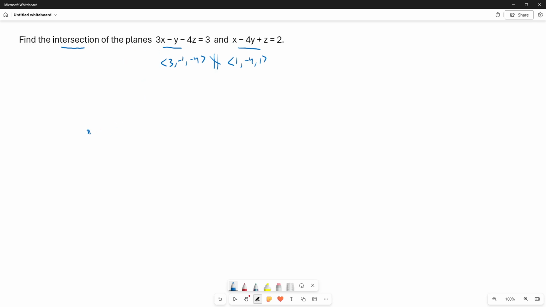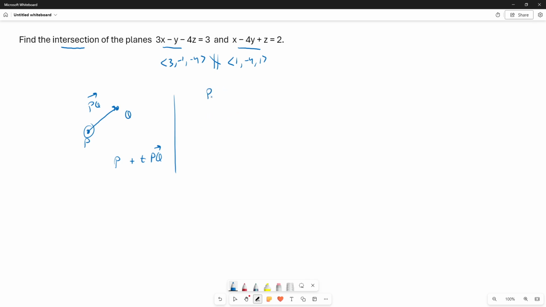So the planes will intersect in a line, and if we can find two points on the line, then we'll have a direction vector for the line and a point, and so we can write the equation of the line in vector form. We can take the point in vector form plus t times the vector PQ. That'll be the vector form of the equation of the line. So let's find P and Q.